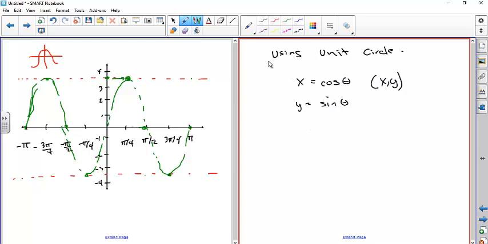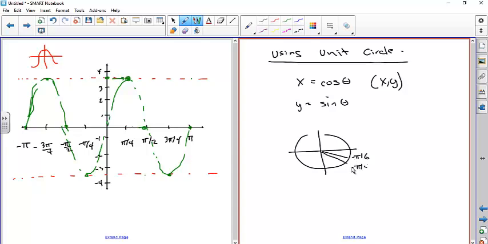The key thing about using the unit circle here is to make sure your unit circle has those negative angles shown on it. So, negative pi over 6, negative pi over 4, negative pi over 3.